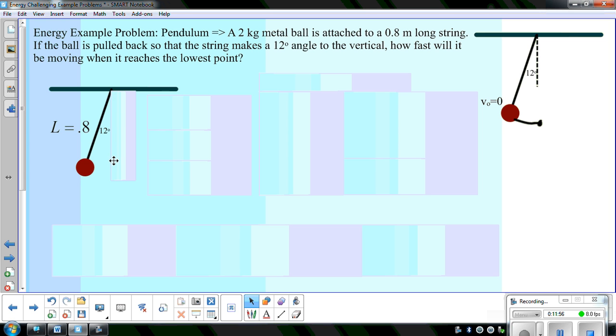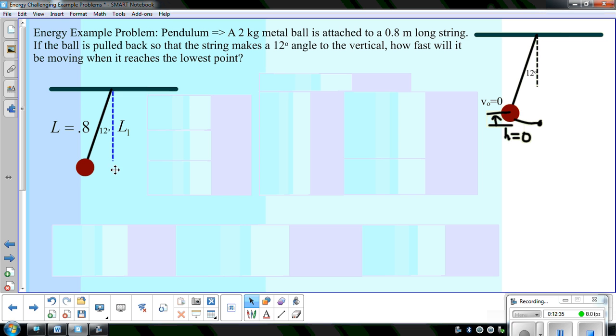Well, because we're going to use energy, what we need to do is figure out how high this object is from one position to the other. As you can see over here, if it swings down, it's going to get lower. So what we really need is the height from here to here. And if we make this height here a height of 0, then this will be our h for our mgh.